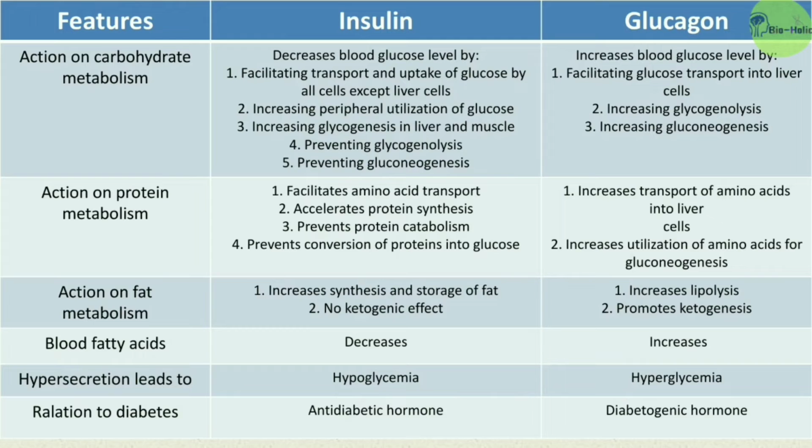Insulin decreases blood fatty acids while glucagon increases blood fatty acids. And hypersecretion of insulin leads to hypoglycemia, but hypersecretion of glucagon leads to hyperglycemia. And obviously, insulin is an anti-diabetic hormone and glucagon is diabetogenic hormone. So, it's clear that the actions of insulin and glucagon is totally opposite.